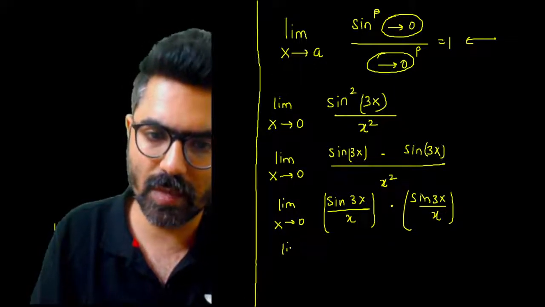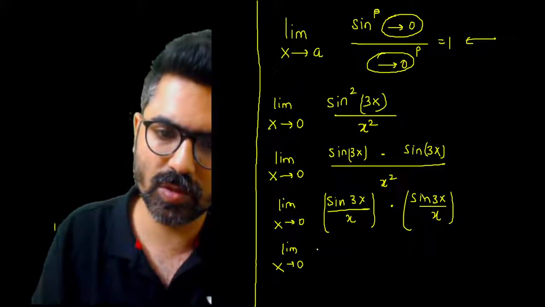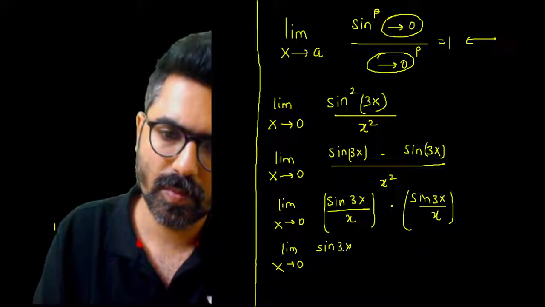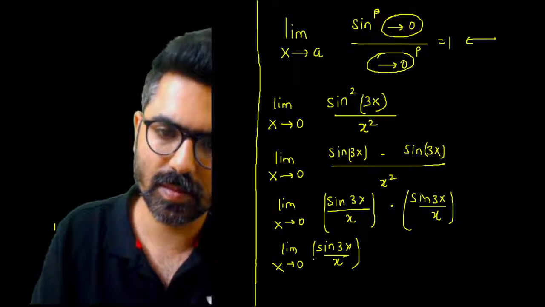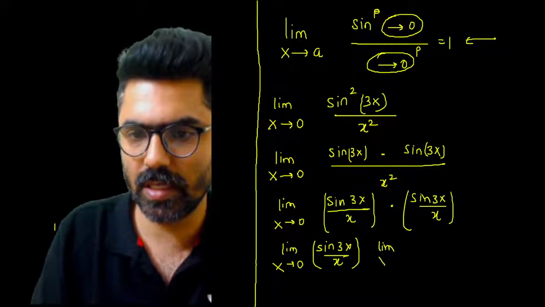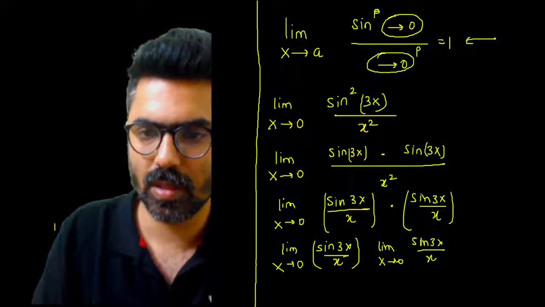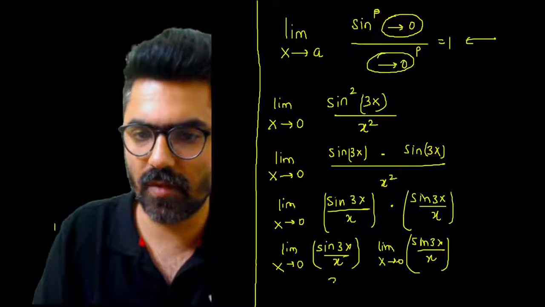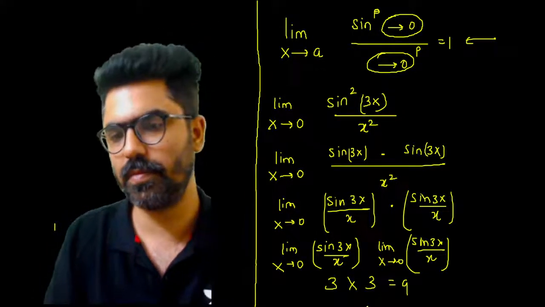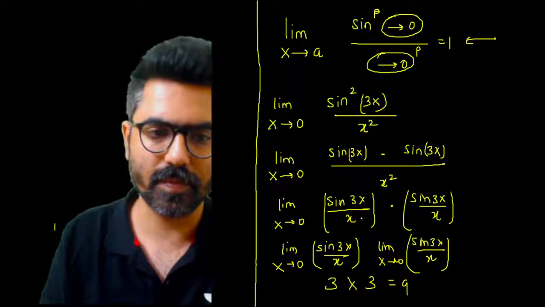Now if you separate the limit again, limit x tends to 0, sine 3x by x into limit x tends to 0, sine 3x by x. So according to the pattern, the answer for this is 3 and the answer for this is also 3. Hence 9 is the answer. Hence the entire answer is 9.